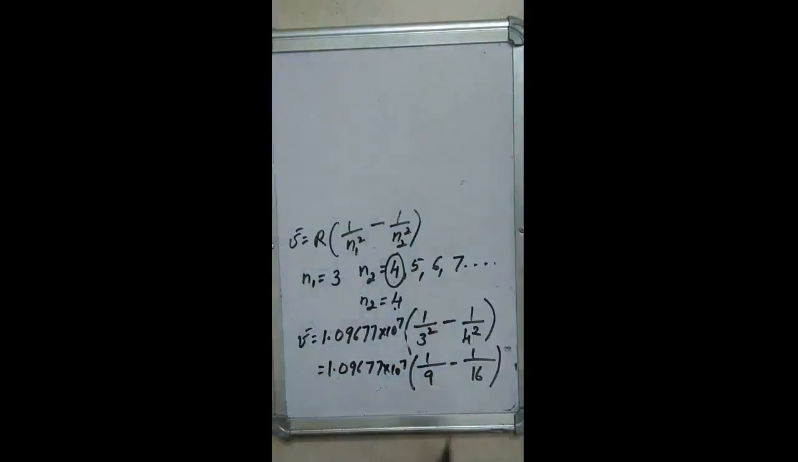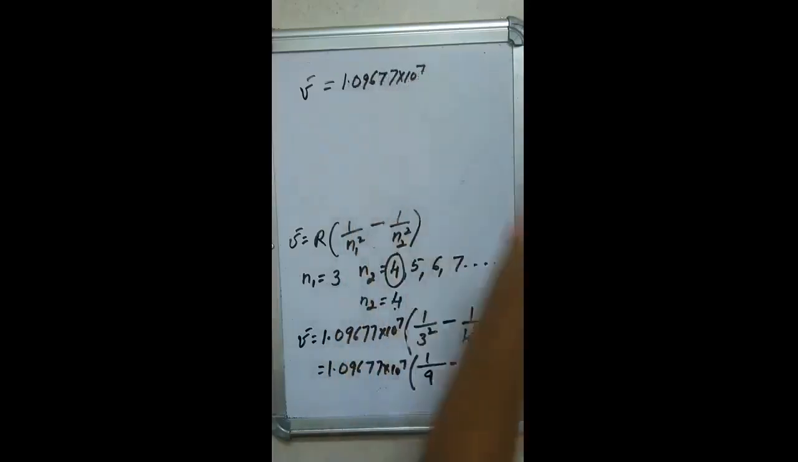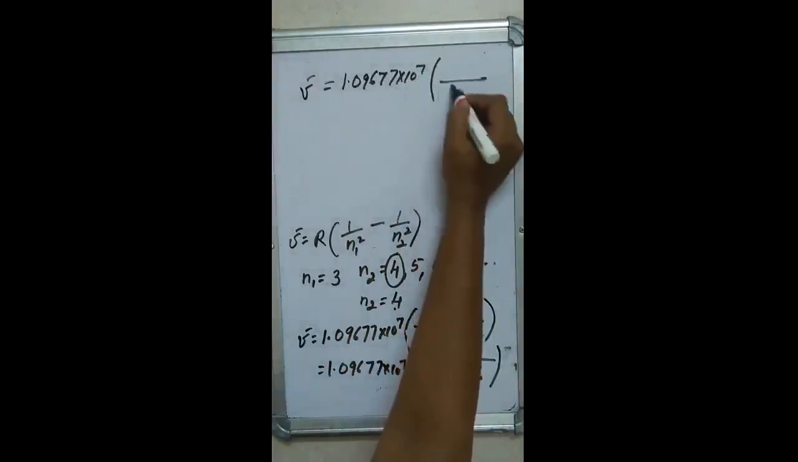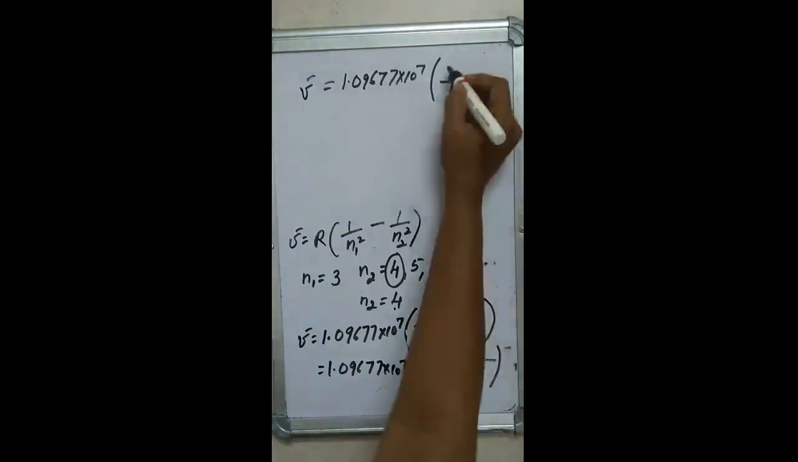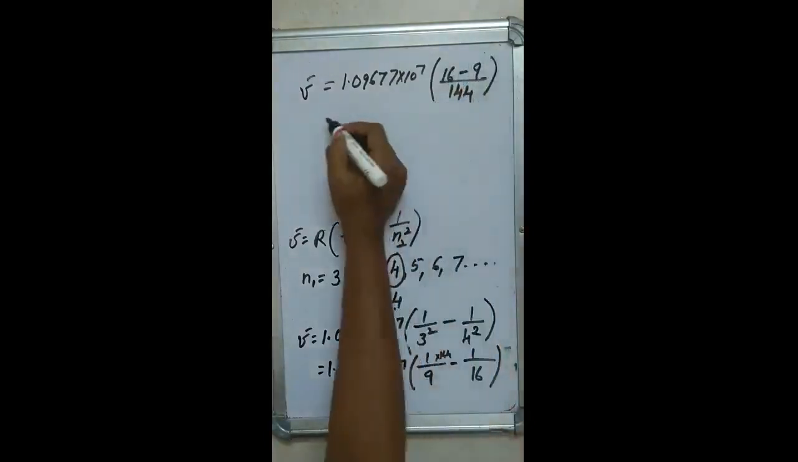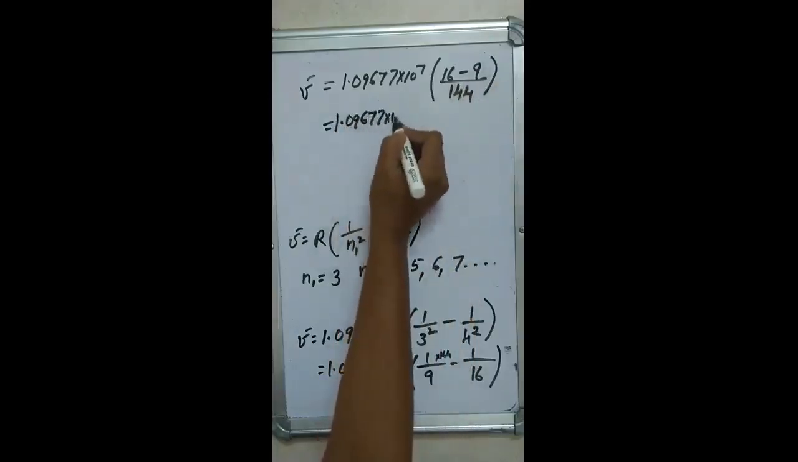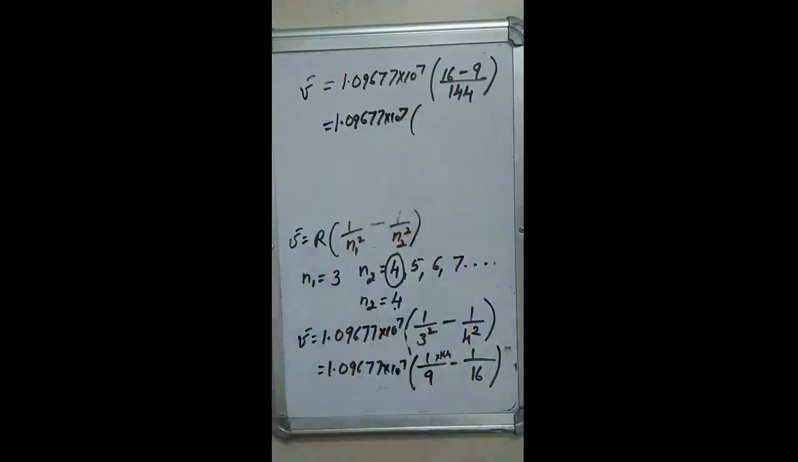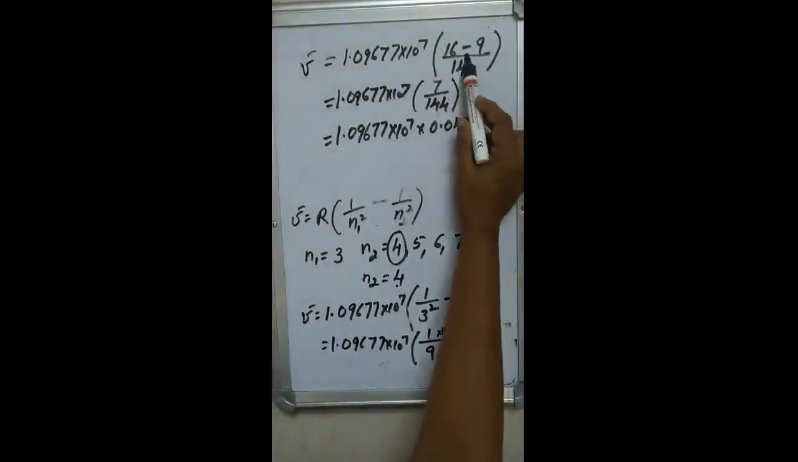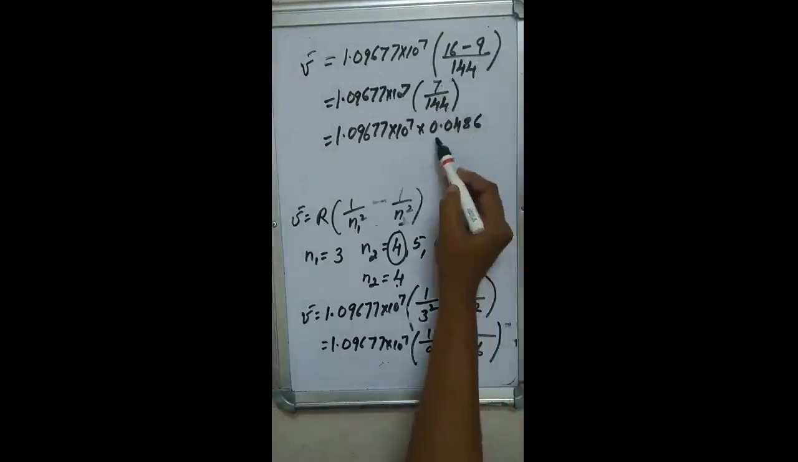So here I will write wave number is equal to 1.09677 into 10 to the power 7. What is the LCM? I got 144. So it is 16 minus 9, you will get 7. Divide by 144. So 7 by 144 you will get, and multiply this with this.